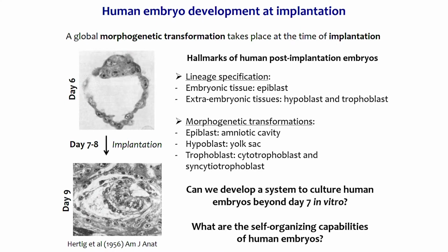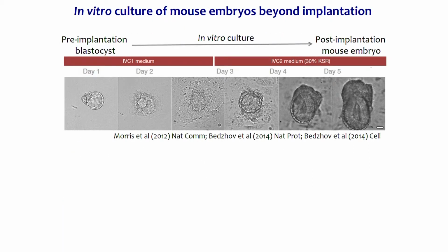So our aim was to develop a system that would allow us to study all of those transformations in vitro and beyond day 7. And we thought to do it just from the point of view of the embryo, to develop a system where we only have embryos, so we don't have the confounding effects of the endometrial tissue. And if we could do that, that would mean that the embryos display self-organizing capabilities, meaning that they can undergo morphogenesis on their own.